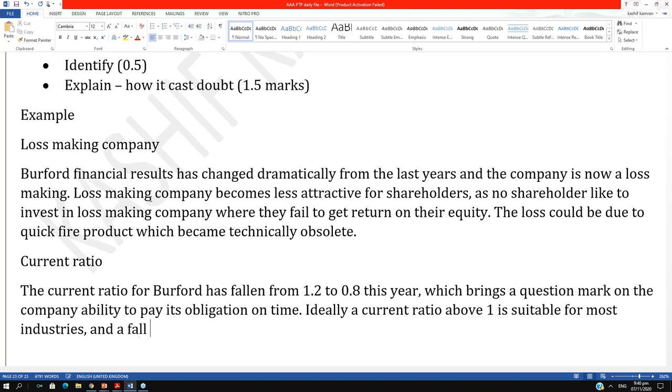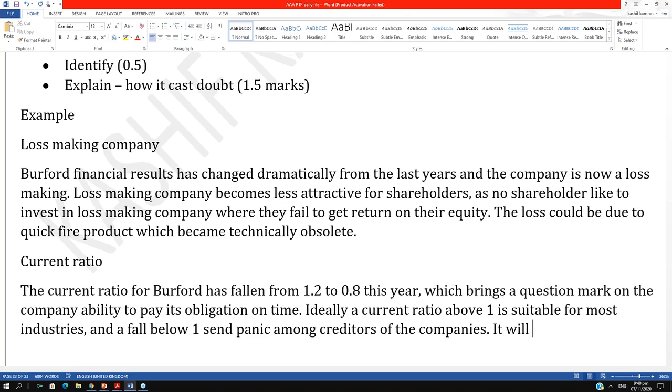and a fall below 1 sends panic among creditors of the company. Will the creditors be in panic that the company's current ratio has fallen below 1? Will they be concerned about their liabilities?